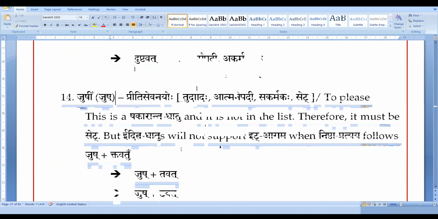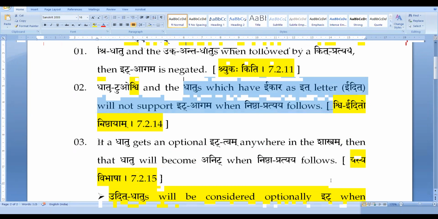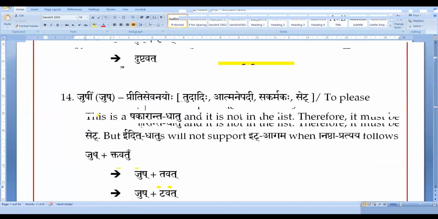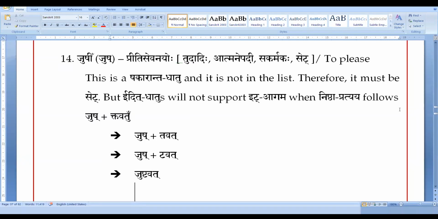Then jushi, idit dhatu. Remember idit dhatu? The rule: what happens to idit dhatu? Idit dhatus will not take ittagama when ishta pratyaya follows. So jushi, the dhatu, Tudadigana. In fact, this is what is there in the Medha Sukta: Dushatam, Dushati, right? Medha Surabhir Jushatam. Jushtati. Glad, please. The shakaranta dhatu, not in the list, and idit dhatu, will not take ittagama. Therefore, jushta. Jushta comes in Medha: Tvaya jushta rishir bhavati devi, tvaya brahma gatashri, rutatvaya jushtaha. Ta pratyaya. Tvaya jushtaha rishihi, rishihi jushtaha tvaya. They are pleased, they are happy by you, because tvaya jushtaha, pleased by you.